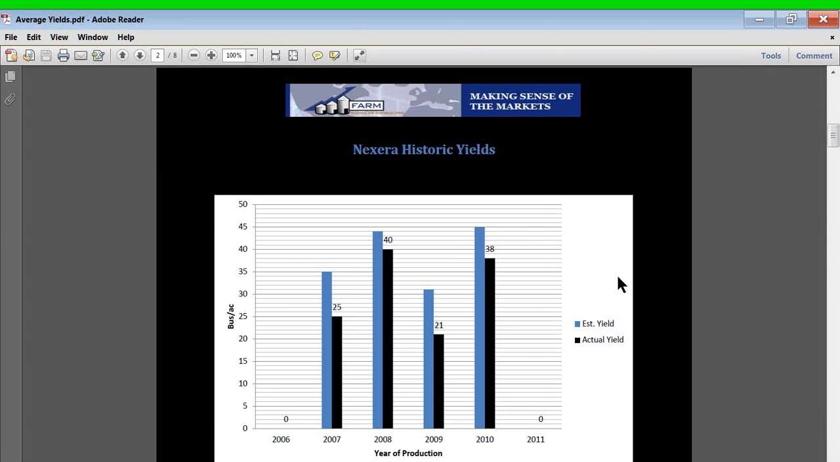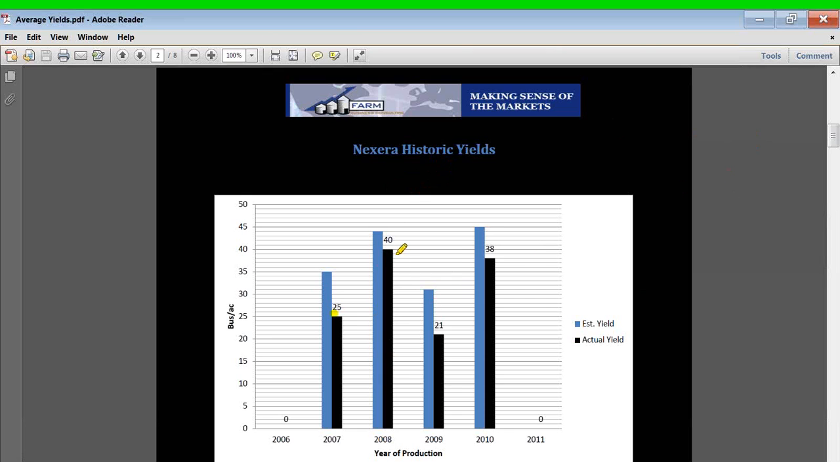Now what this slide is representing here is Nexera historic yields. And the reason I threw Nexera in here is because the Nexera salesmen, especially if you're an agri-trade, were out there thumping their chests about why it's the best thing since sliced bread. And here's what Nexera historic yields actually came out to.